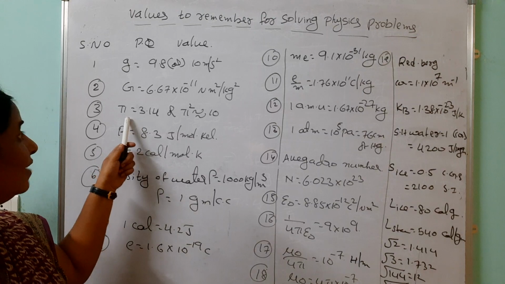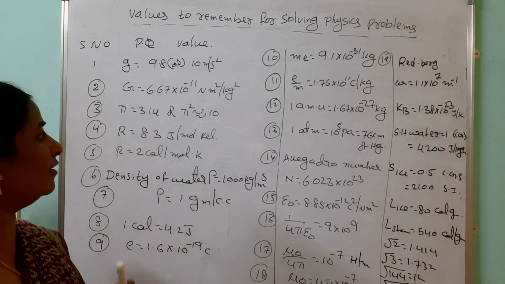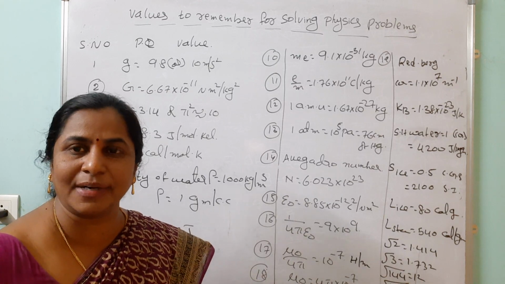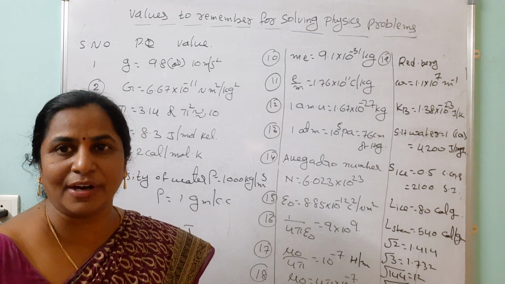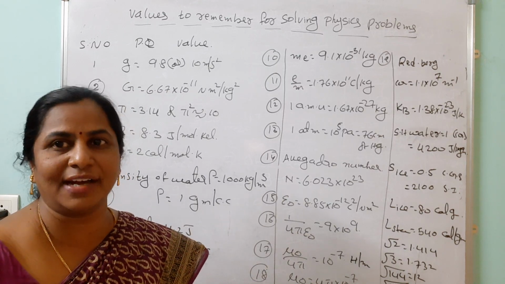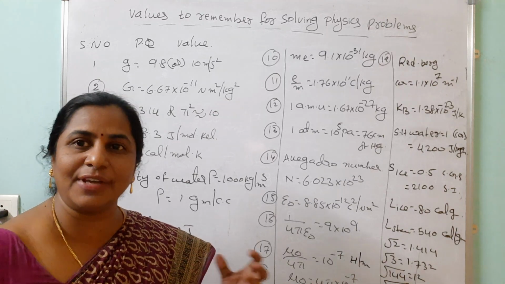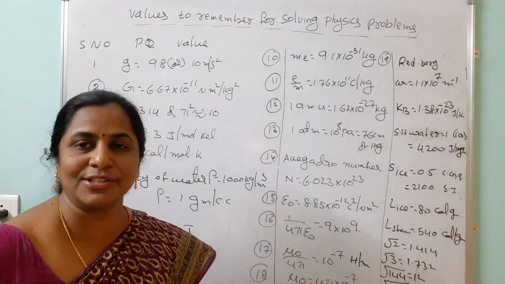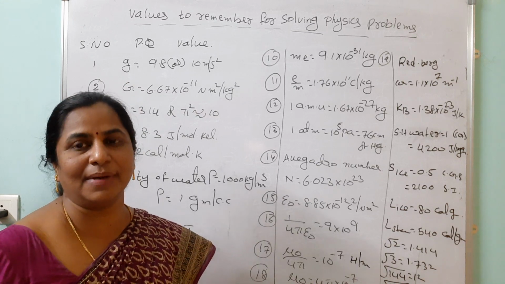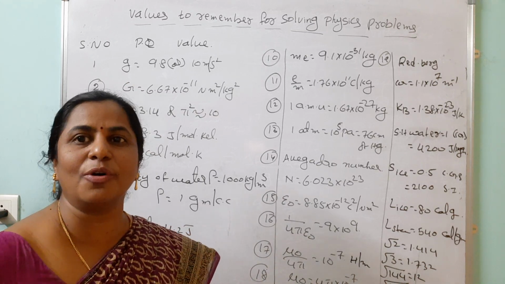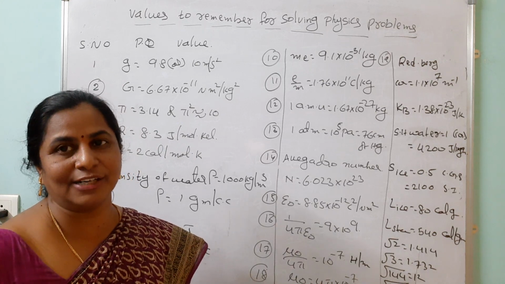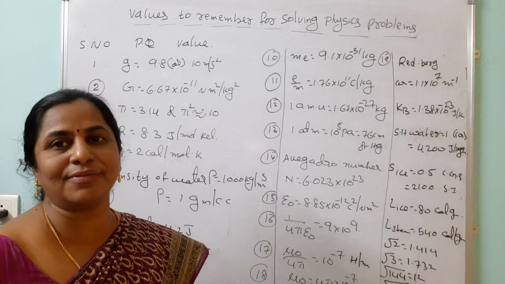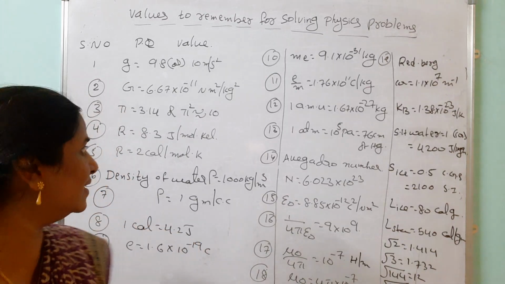Then come to the pi value. You know that pi is 3.14, and many people need pi square. Pi square, approximately you can take 10 also. 3.14 into 3.14, we are taking approximately 10. Where are we using it? Especially in the case of the simple pendulum, T equals 2 pi into under root L by g. You can also write it as T squared equals 4 pi square into L by g. In that case, for easy calculations, instead of pi square you remember that the approximate value is 10.